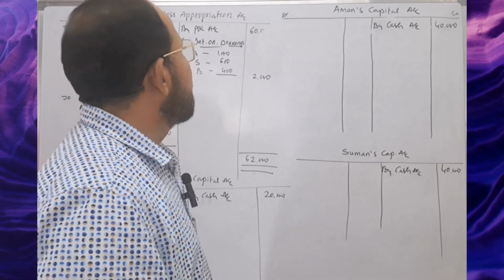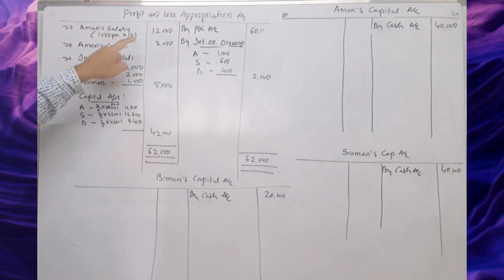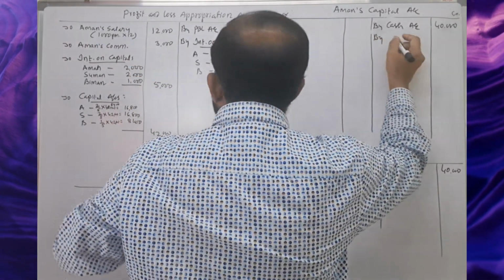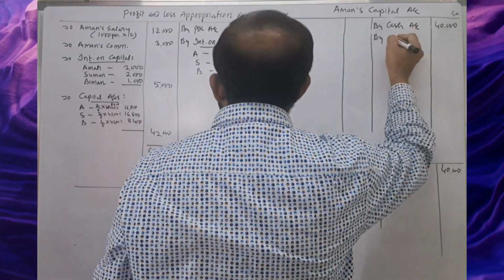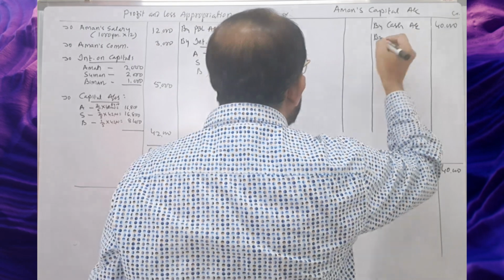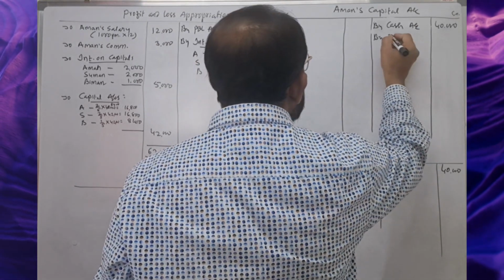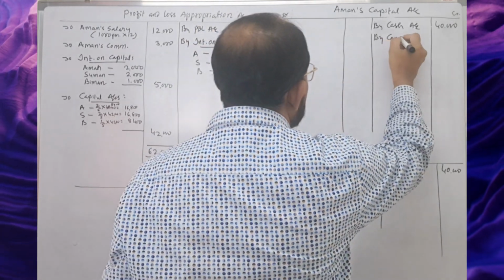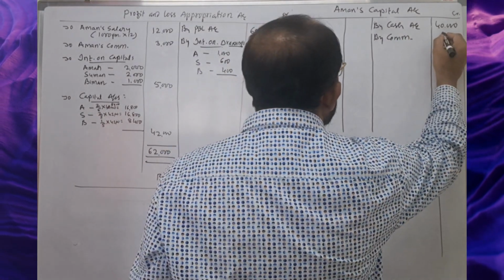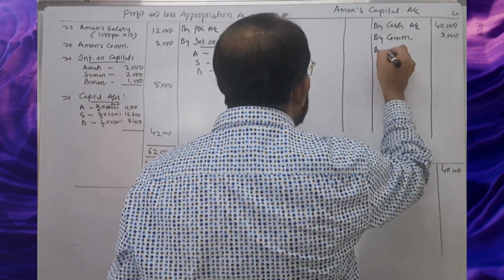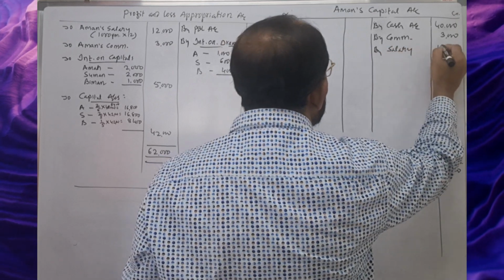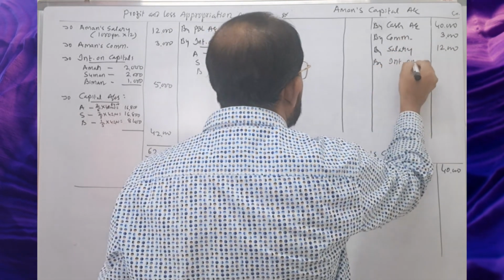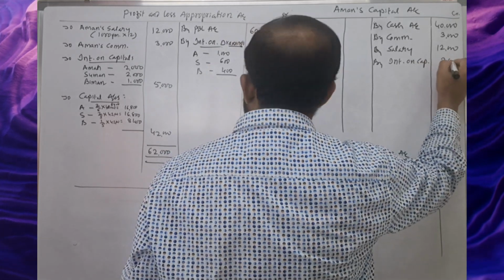After that, Aman is entitled to get the salary and commission. That is the income which is to be shown on the credit side of Aman's capital account. That is why commission you write. Commission rupees 3,000. He is also entitled to get the salary, rupees 12,000. Next, he is also entitled to get interest on capital, rupees 2,000.